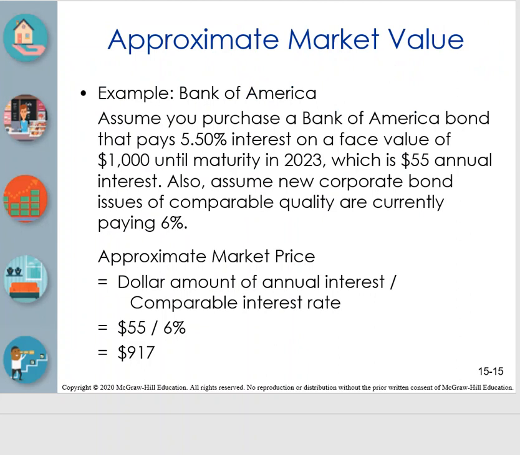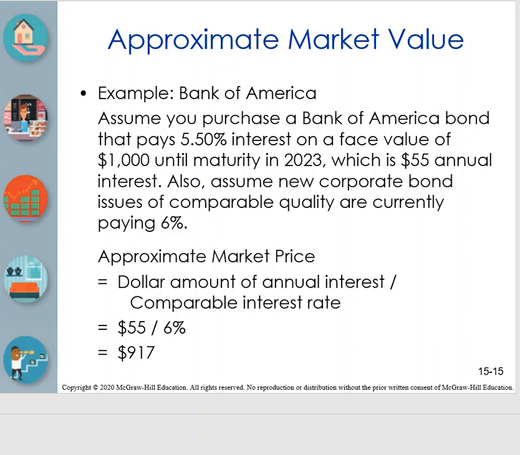So let's look at an example of approximate market value. Let's say you purchase a bond from Bank of America, which means you're lending Bank of America $1,000. It pays 5.5% interest. It matures in 2023, which is at a $55 annual interest, because that's 5.5% of $1,000. Also assume a new corporate bond of comparable quality pays not 5.5%, but 6%.